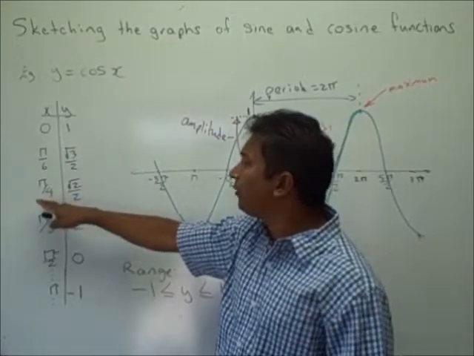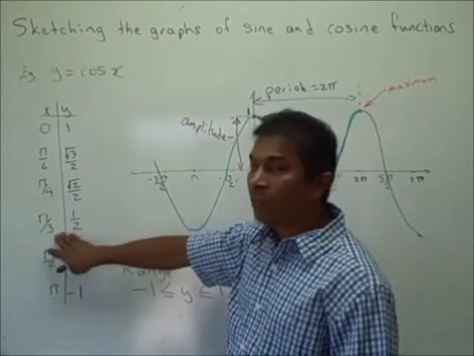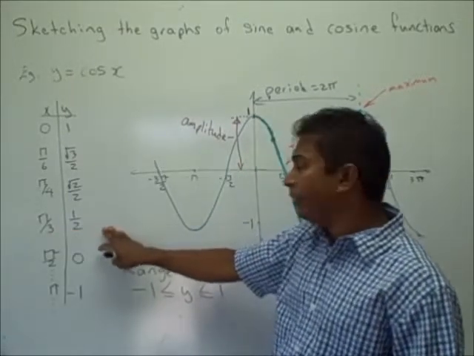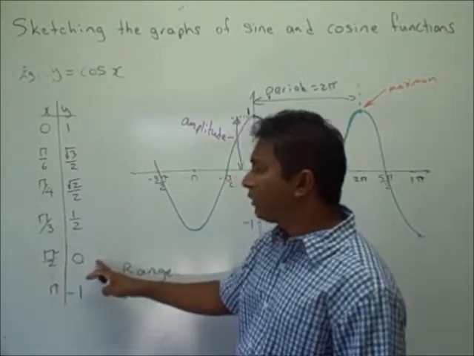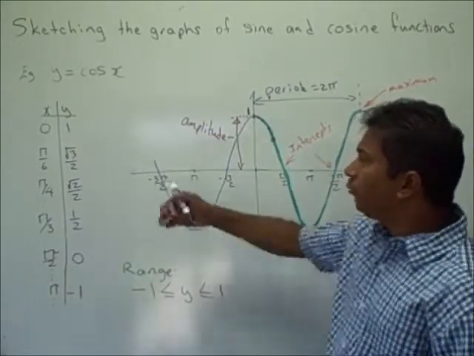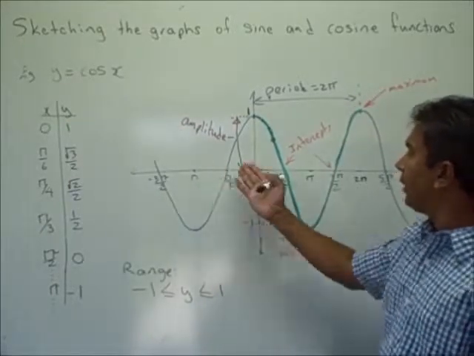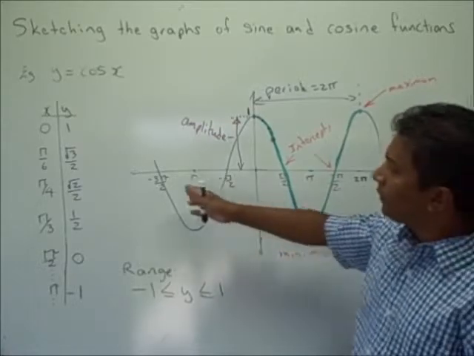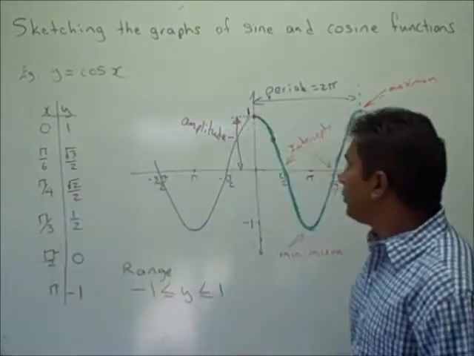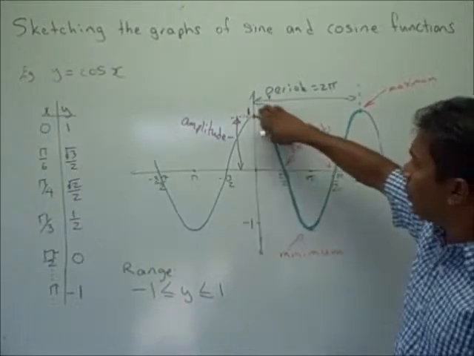The cosine of pi over 4 is the square root of 2 over 2. The cosine of pi over 3 is equal to 1/2. And the cosine of pi over 2 is equal to 0. Cosine of pi is equal to -1. If we plot our corresponding points on our coordinate system, here our x-axis is represented using our angles.